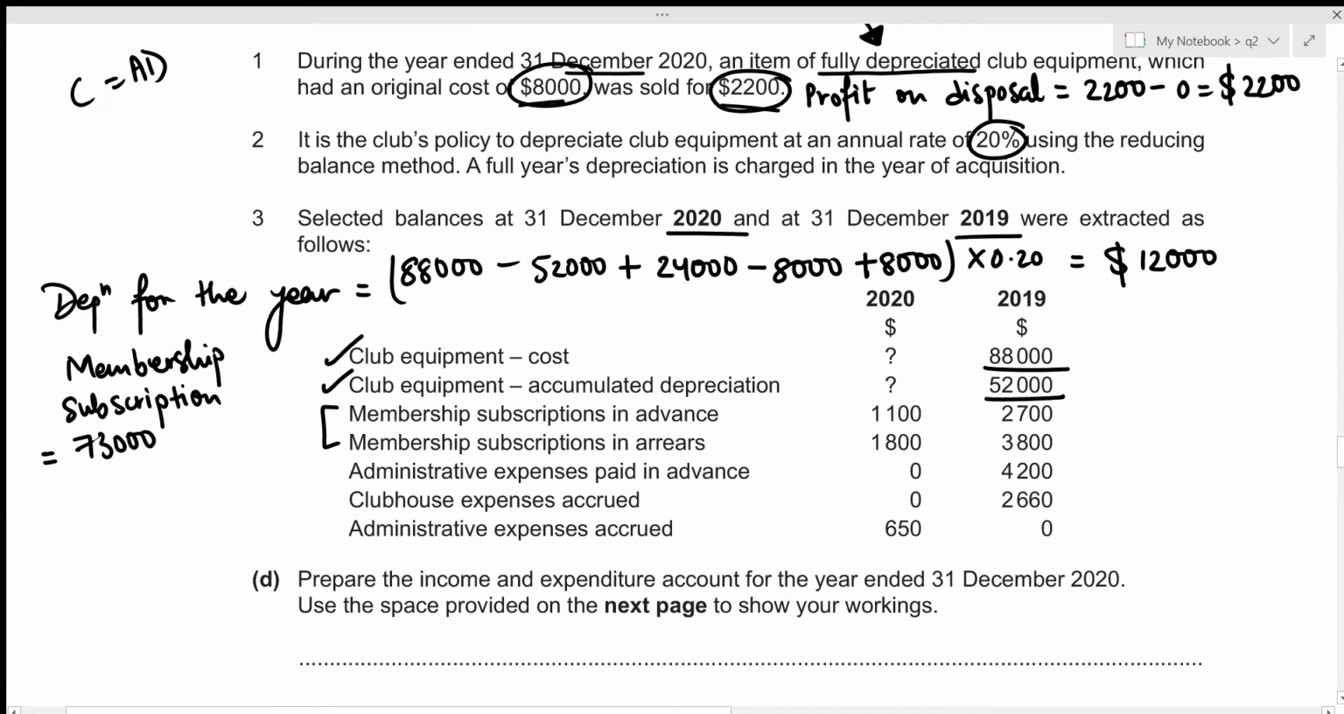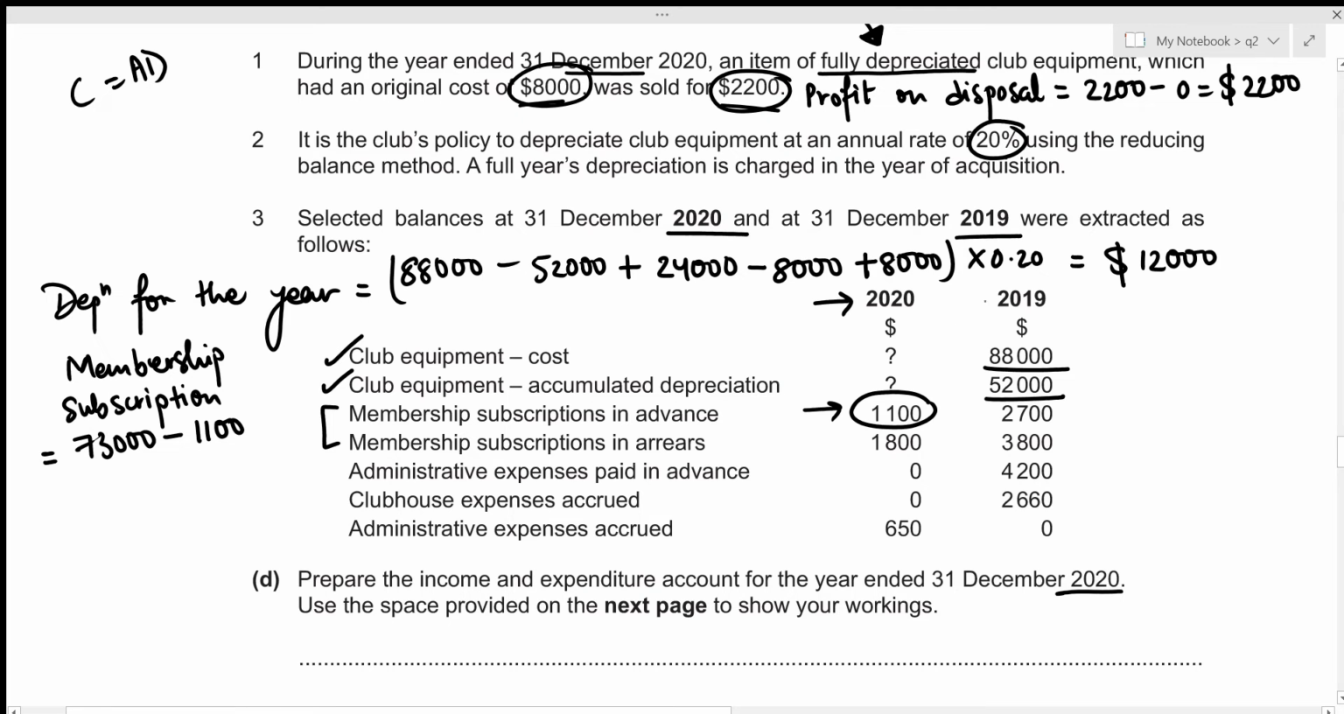Now the first one is our membership subscriptions in advance. For the year ended 2020, the advance subscription is 1,100. Since we are preparing the income and expenditure account for this particular year ended 2020, we should not be including the incomes for the next year, right? So we just have to subtract this advance for the next year, which is minus 1,100.